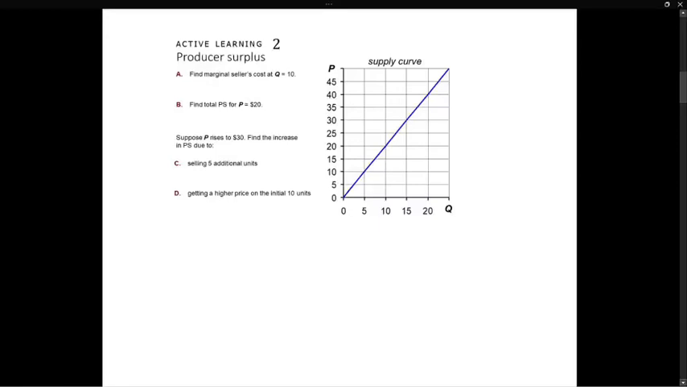Let's now explain the producer surplus. As you know, supply is the willingness to sell at different price levels. This is the seller's willingness to sell at different price levels, and the seller's willingness to sell is determined by the seller's cost of production. That means on the supply curve, we have each seller's cost of production.